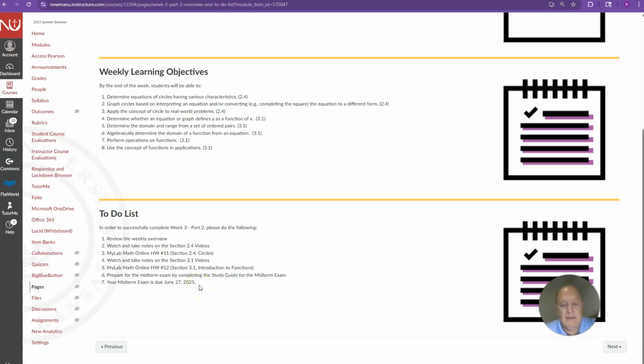Please don't wait to the last minute to get this done. There's also a study guide. The study guide is kind of long, but you can pause it and come back to it. So that's a really good way to study. It'll be very, very similar to the actual midterm exam. So if you're good on the study guide, you should be good on the midterm as well.